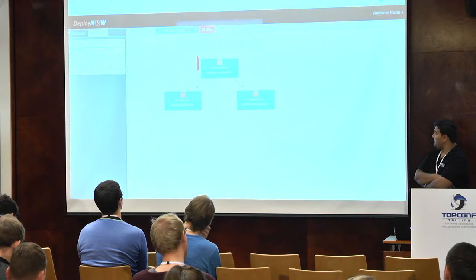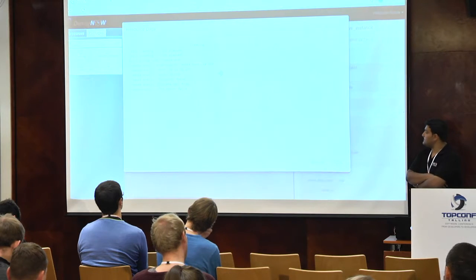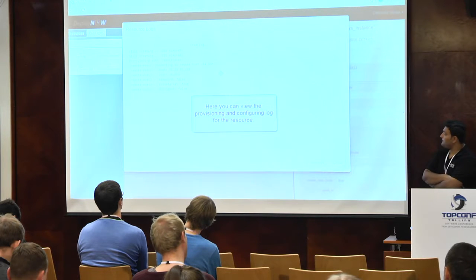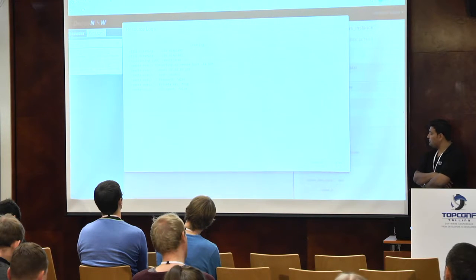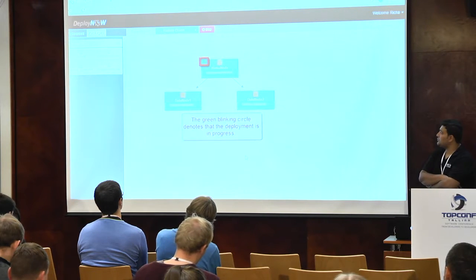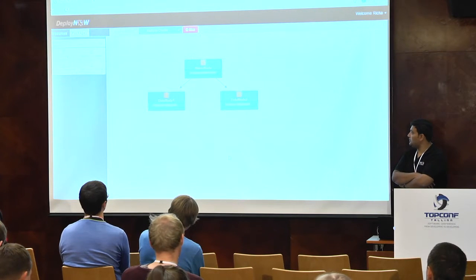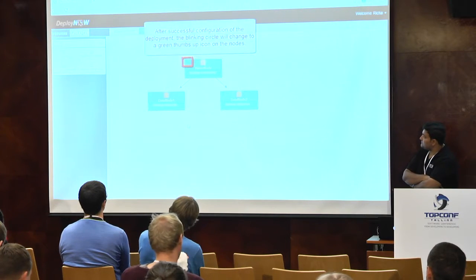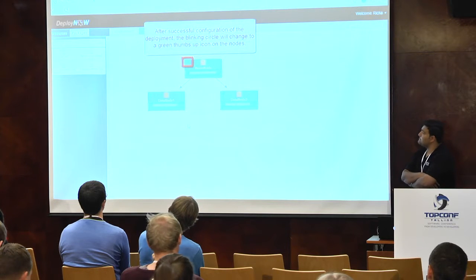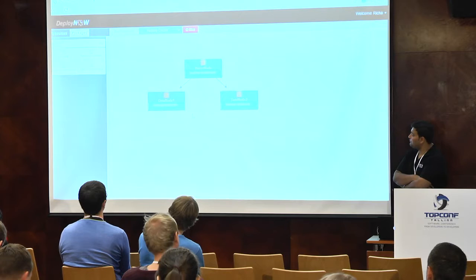Now I will start the deployment. We'll click on deploy, and this will deploy the name node with the configuration and the packages, and we can look in the resource logs and see how the process is progressing. The green blinking circle denotes that the deployment is in progress. Once done, the green thumbs up means it's completed for the name node, and it's still in progress for the data nodes.